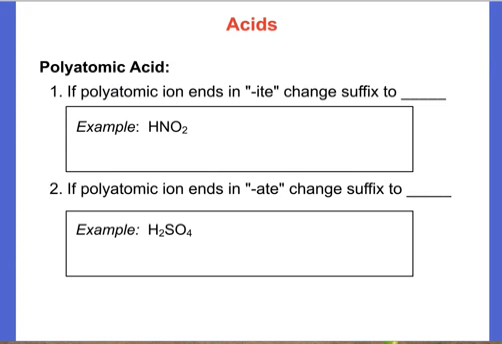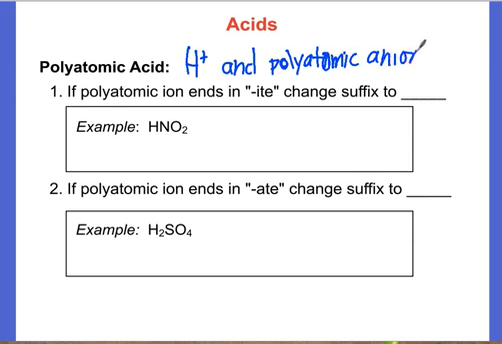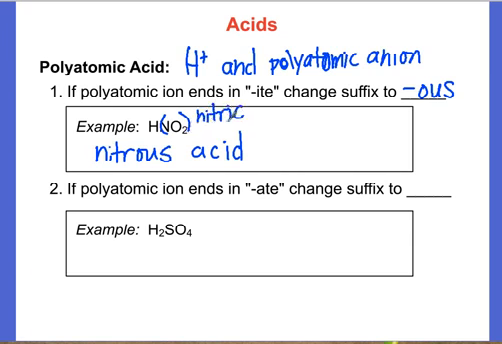Polyatomic acids tend to be a little bit more difficult. They still start with a hydrogen, and then you're going to have a polyatomic ion, an anion. Okay. If that polyatomic's original name ends in -ite, you're going to change the ending to -ous. We call this then nitrous acid. Okay, because this is not nitric, nitrite. Okay, nitrite, drop the ite, add -ous.